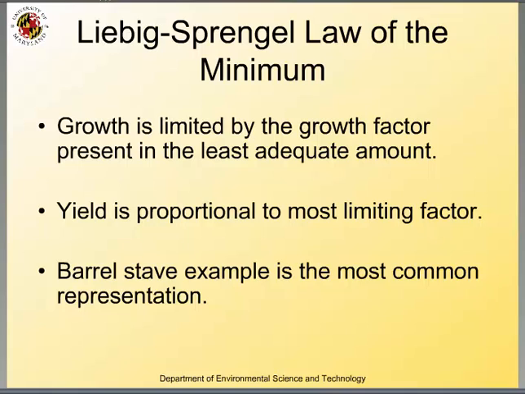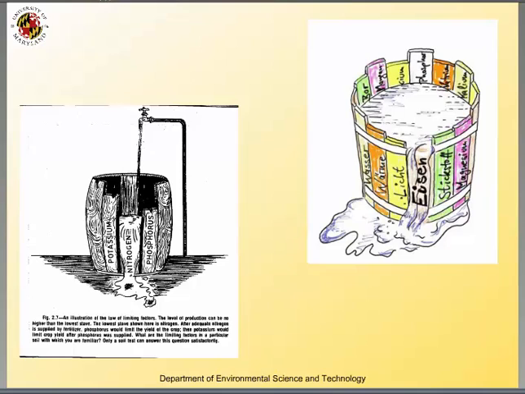A great example for that, and this example's been used since Liebig first talked about it, is the barrel stave example. If you look at this picture here, you can see that if we assume that if every barrel stave was at the top of the barrel, things would be adequate, we can see that potassium is not quite up to the adequate range, nitrogen isn't up to the adequate range, nor is phosphorus. But what's limiting the growth in that case? The nitrogen, right? Because it's present in the least adequate amount, or in this case, it's got the lowest stave. Now, if you were to increase nitrogen up to the adequate level, would you get maximum yield?